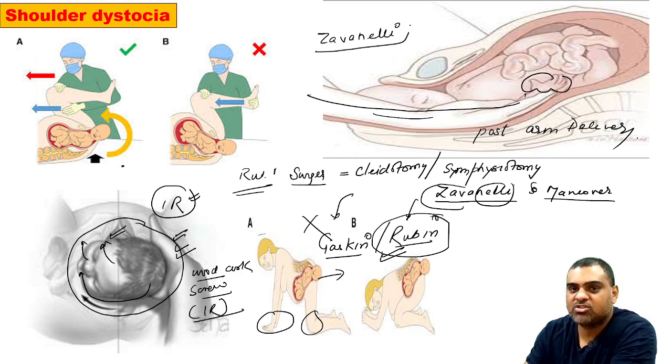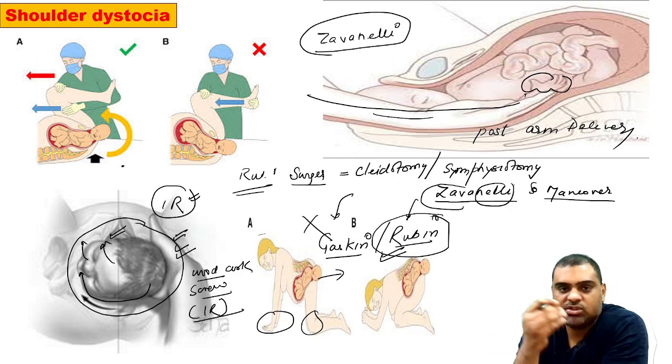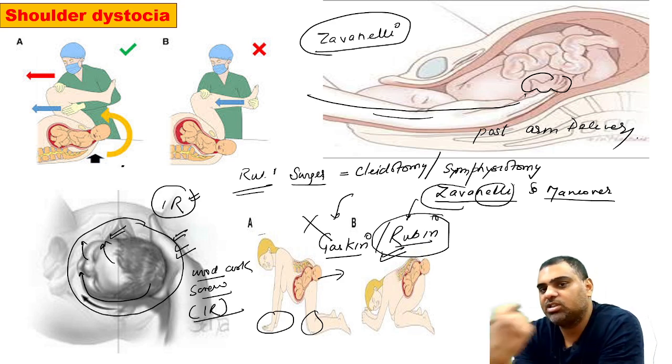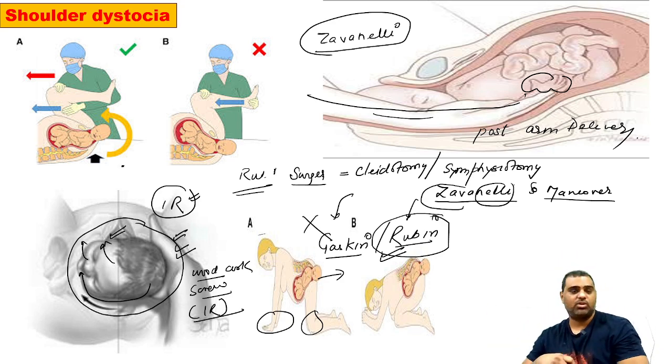Zavanelli. This is the last resort. In this, you push the baby back into the birth canal, into the uterus. You do the cesarean section and take the baby out. So this was regarding shoulder dystocia. If you know this, you can do everything.